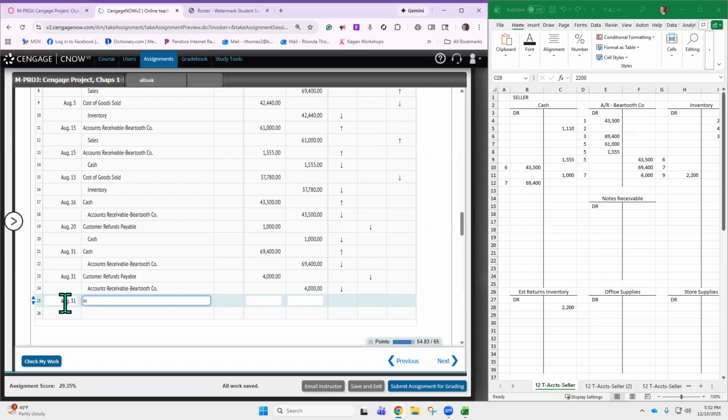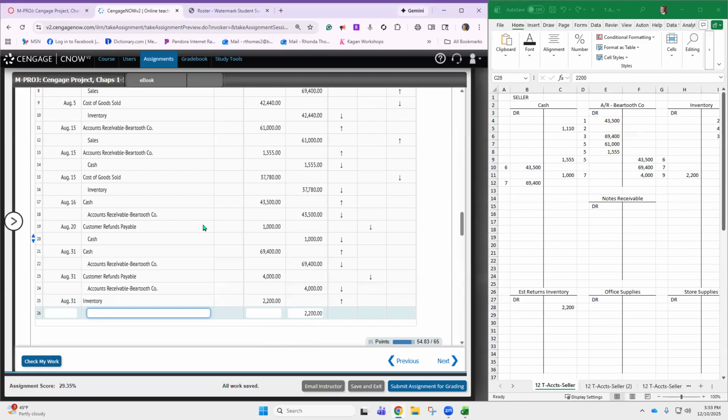So it's going back in the regular inventory account, which is where it came out of, 2,200. The offsetting credit is going to go into that estimated returns inventory. And if you don't understand, it's okay. This can be very mind-boggling. All you know is that regular inventory went back up for what they brought in. Okay, that has to be a debit.